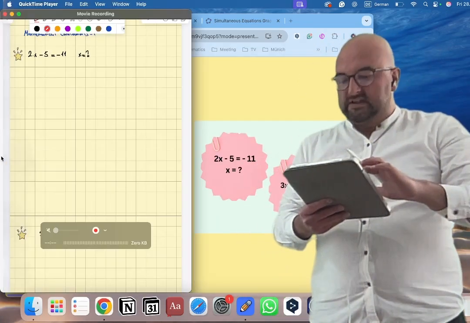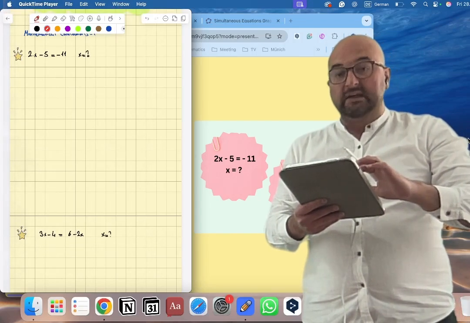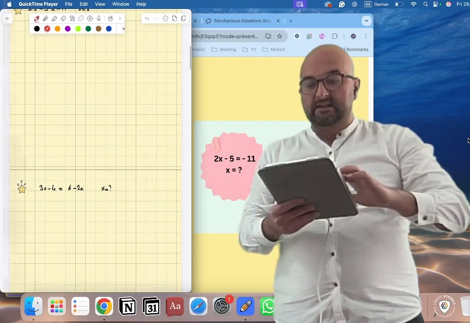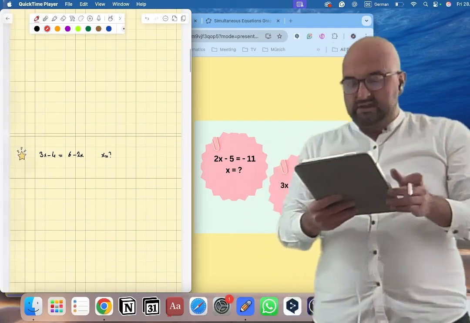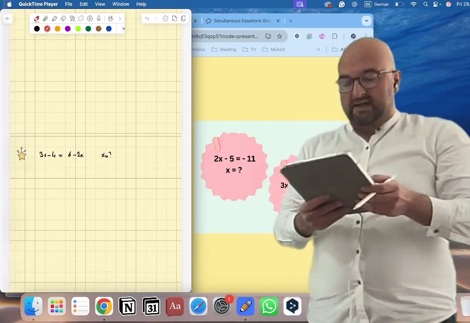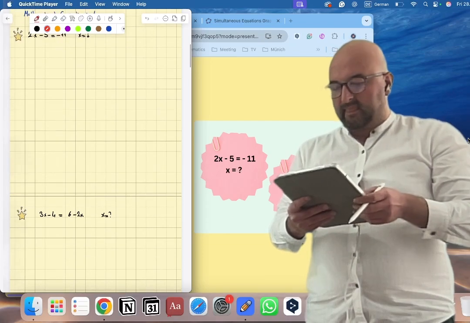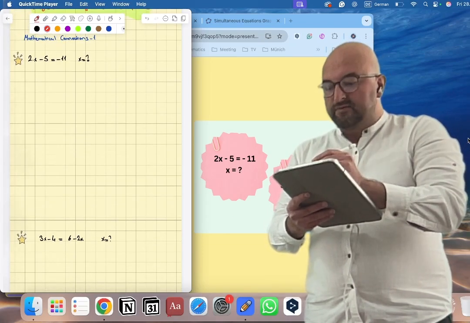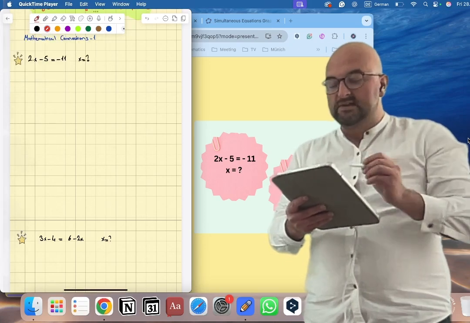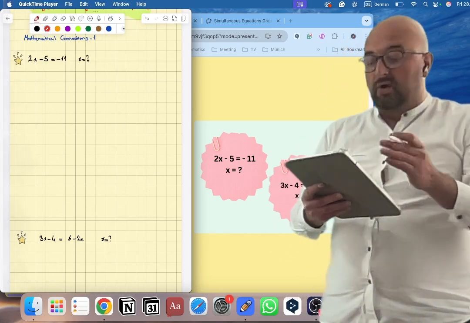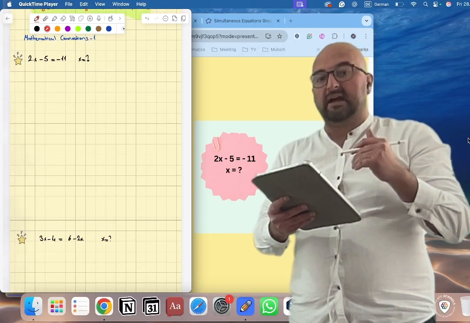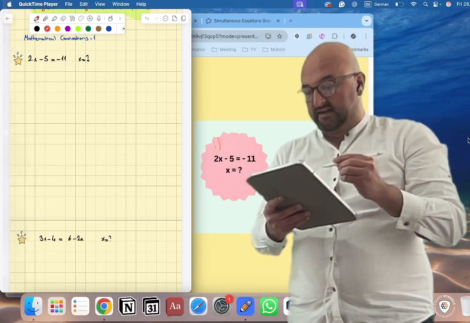First equation is 2x minus 5 equals negative 11. The other one is 3x minus 4 equals 6 minus 2x. Now we can solve these equations. Firstly, the first goal is to make x alone. So how can we make x alone at any side of the equal sign?